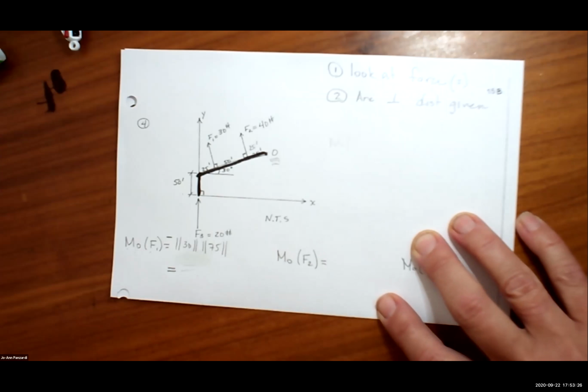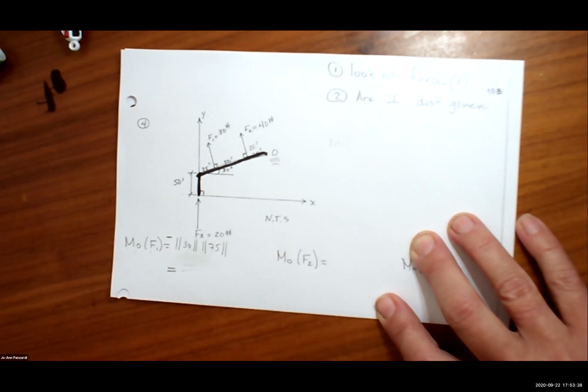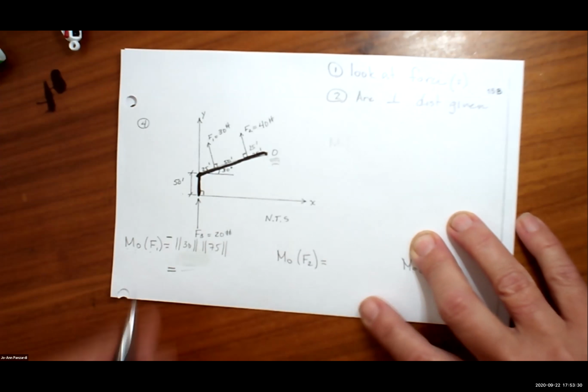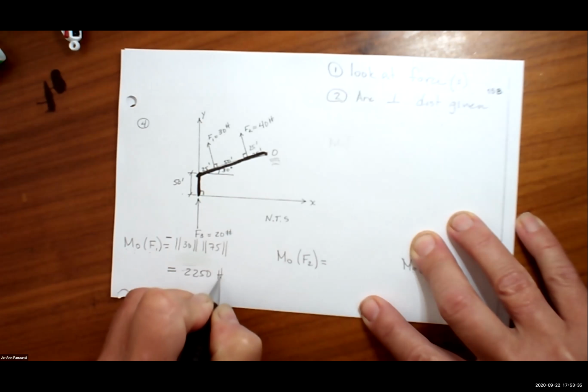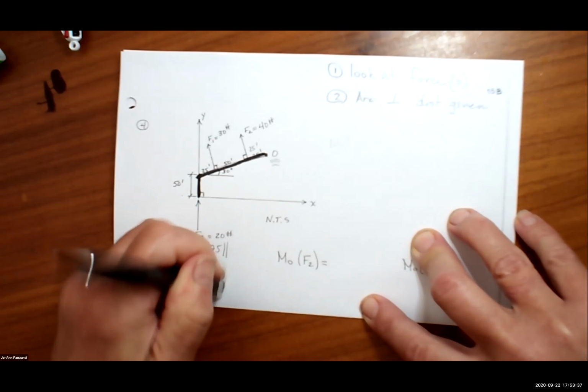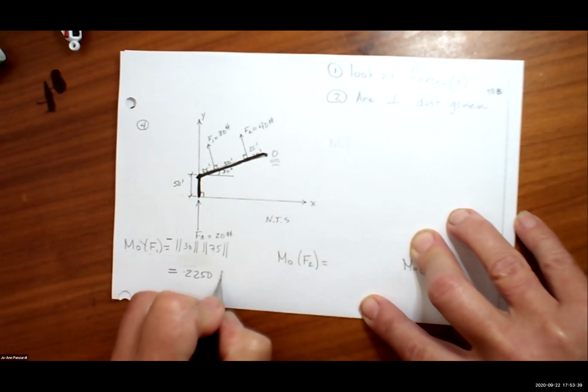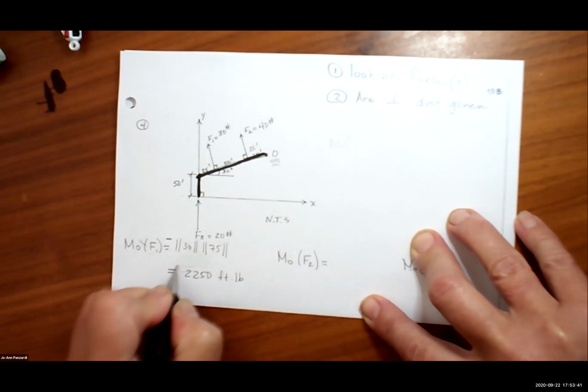$2,250. All right, I'm just going to get the number from you guys. Here it is: 2250 foot-pound. Oh, and I got to write the feet first, right? Foot-pound, and it's negative.